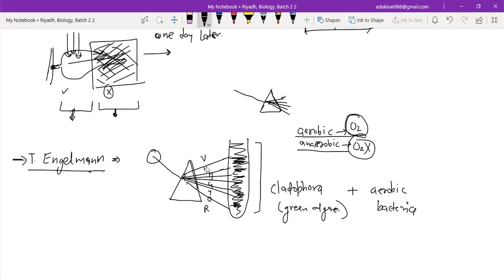is a Vibgyor. And if we see that, for example, aerobic bacteria mainly accumulates in the region of blue and red. What does this mean? They are not accumulating in this region and they are not accumulating in this region. Most of the aerobic bacteria are accumulating in the region where the cladophora or the green algae suspension is exposed to the blue spectrum of the sunlight and the red spectrum of the sunlight. What does this mean?